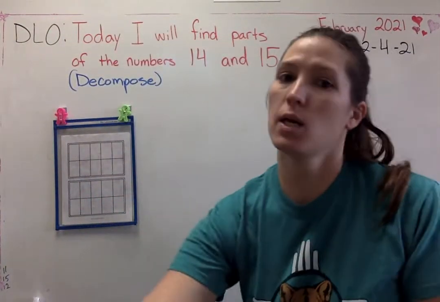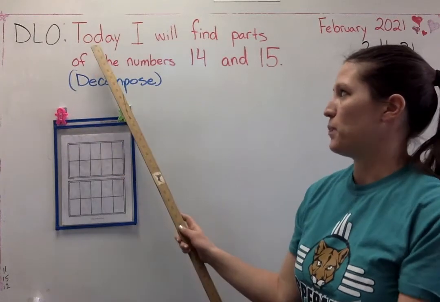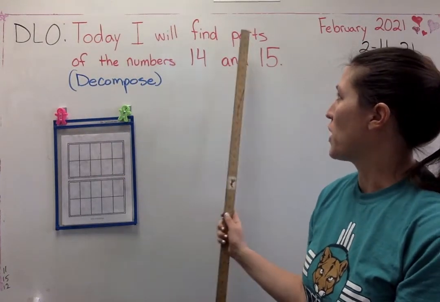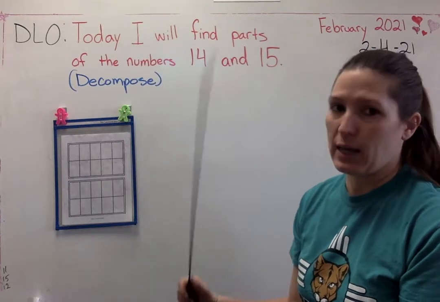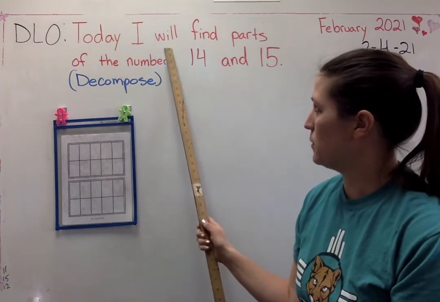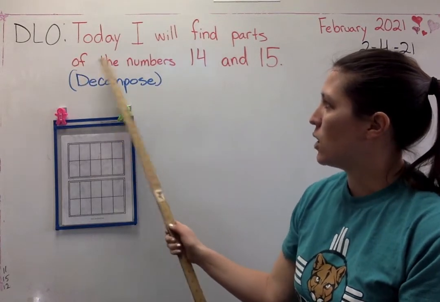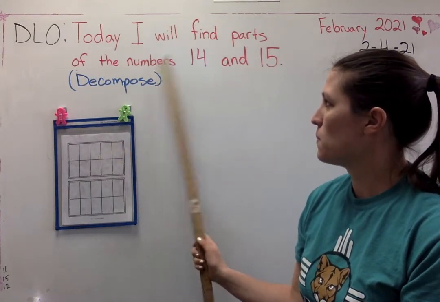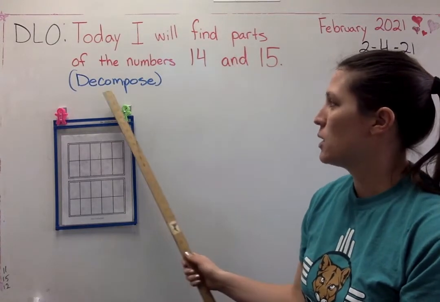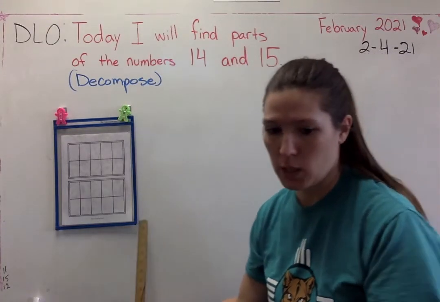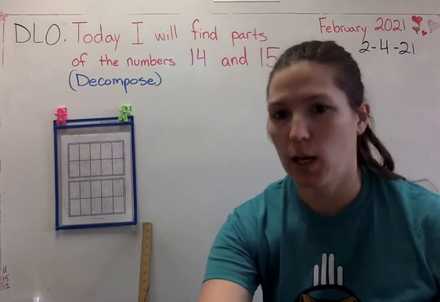Let's go over our DLO, our daily learning objective. Today I will find parts of the numbers 14 and 15. Now it's your turn. Today I will find parts of the numbers 14 and 15. When we're finding parts, it means decompose. Decompose means break apart. So let's look at a few numbers.